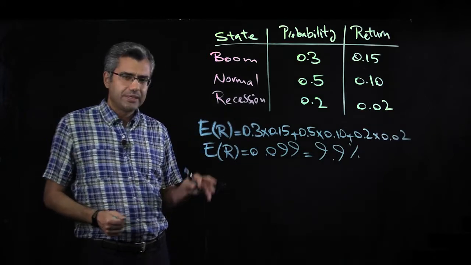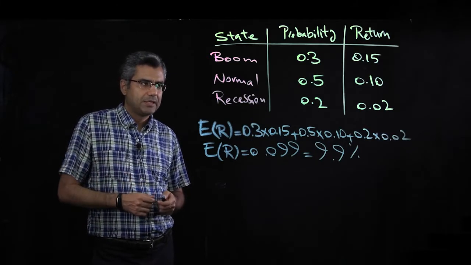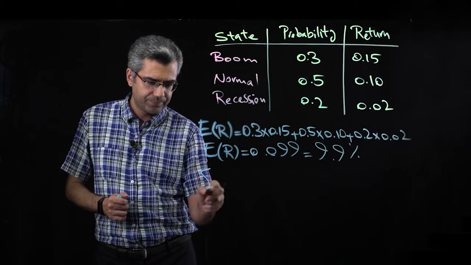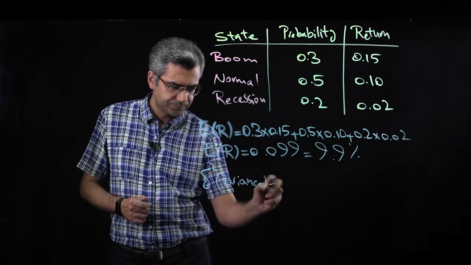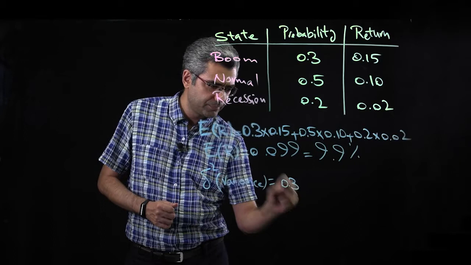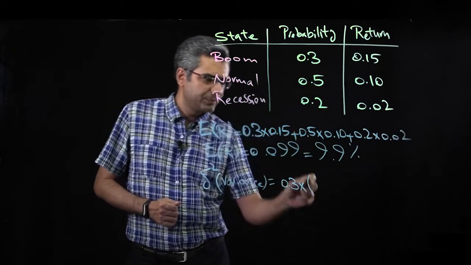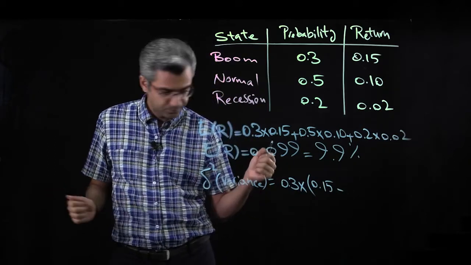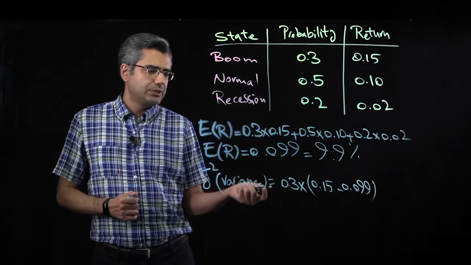Now, how to compute the variance and the standard deviation? Variance and standard deviation show the risk of a stock. The variance, we show it like this. I write here variance. It's very straightforward. The chance to have it, 0.3, multiplied by 15% minus 9.9%, or 0.099.